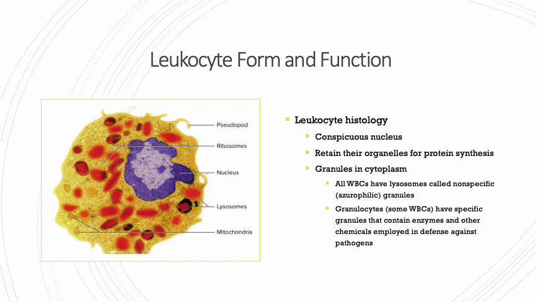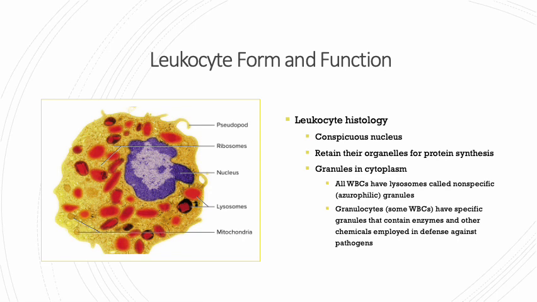So leukocytes look different from erythrocytes. Remember we talked about erythrocytes dropping all of their organelles at maturity so they can carry oxygen. They have hemoglobin and they carry oxygen. So they don't need a mitochondria, they don't need a nucleus, they don't need any of those things. They just need the hemoglobin.